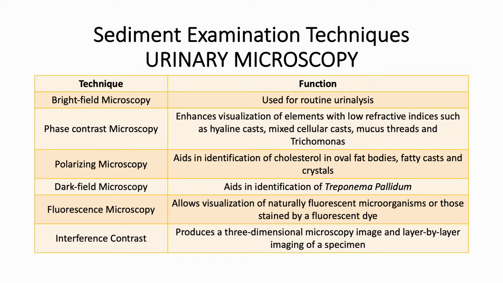So the bright field microscopy is the one that we use for routine urinalysis. However, enhanced visualization of elements, especially with those with low refractive indices, can be aided by the use of phase contrast microscopy or even polarizing microscopy to aid in identification of elements like your oval fat bodies, fatty casts, and crystals. Dark field microscopy can aid in identification of microbial elements like your Treponema pallidum, as well as the fluorescence microscopy and interference contrast microscopy.